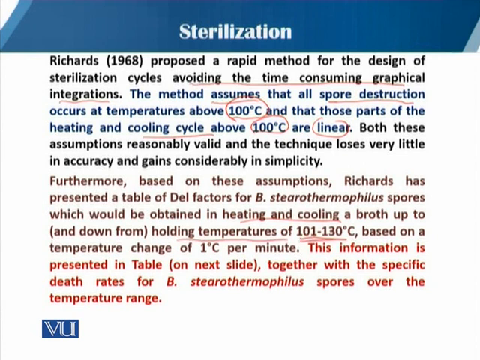If we say that the holding temperature is 101 to 130 degrees Celsius, based upon a temperature change of 1 degree Celsius per minute, as we discussed in our previous module, 30 is the suitable number to increase the temperature. So if we raise the temperature from 100 degrees Celsius to 130 degrees Celsius, overall there is a 30 degree increment, and the rise per minute is 1 degree Celsius. This information we can also see in the next table, where we know the specific death rate for Bacillus stearothermophilus over different temperature ranges.